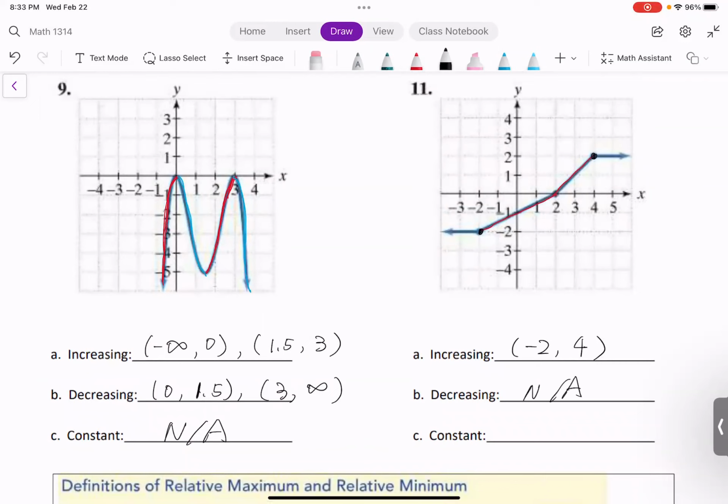Constant, yes. Let's highlight the constant, this horizontal line. The interval notation is from -infinity to -2. And on the other side, we also have a horizontal line. That's from 4 to infinity.